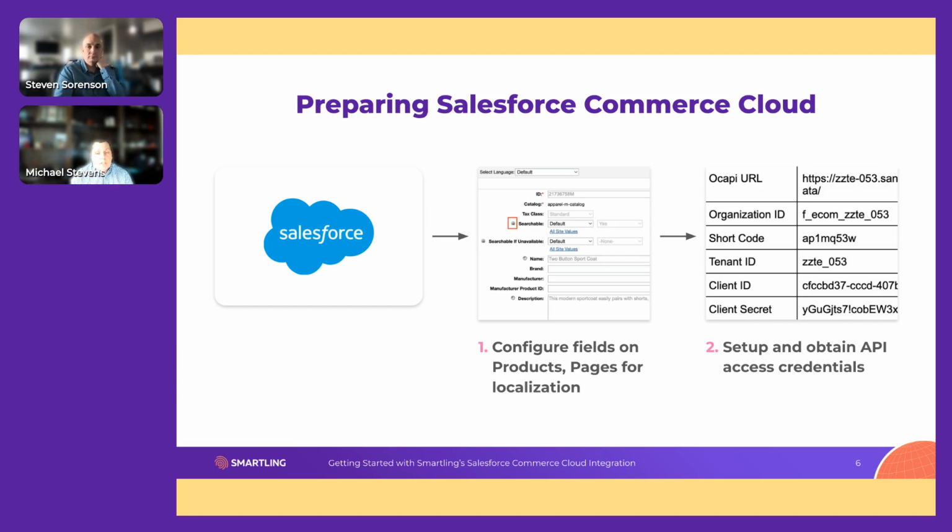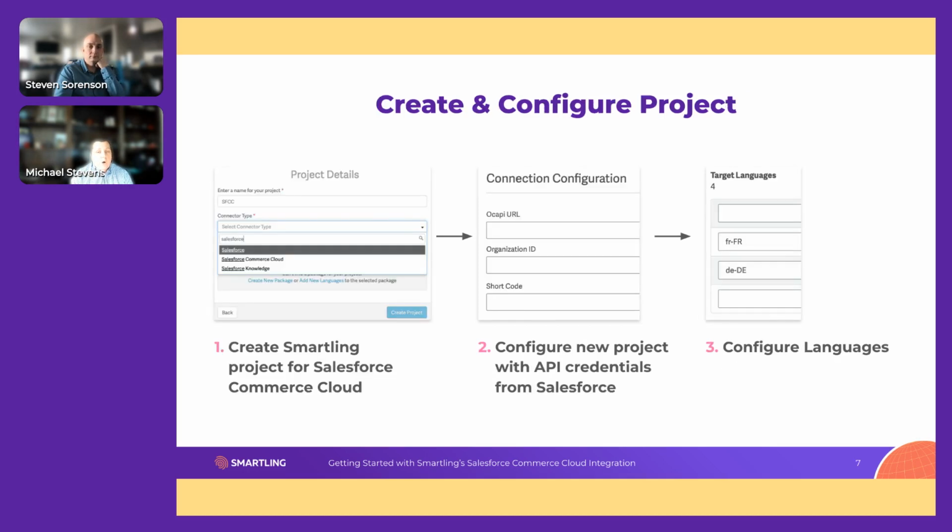And then we go on to the next step, actually setting up Smartling to connect. The first part of that is just creating that Smartling project as a Commerce Cloud project. Once we've done that and set up the languages within the project setting, we can then input that API key information in the Smartling platform to connect back to Commerce Cloud.